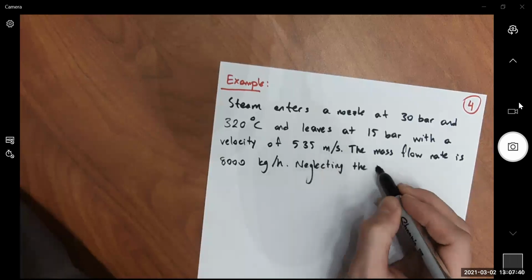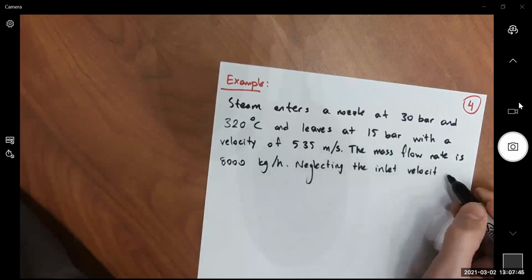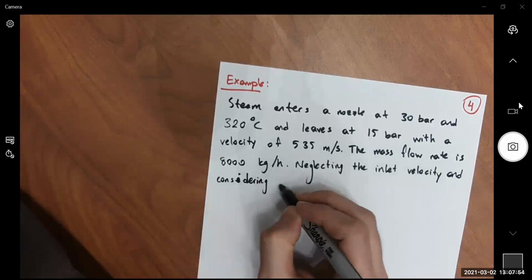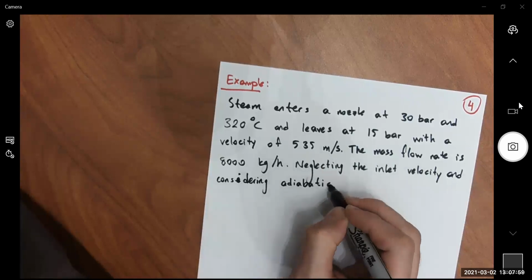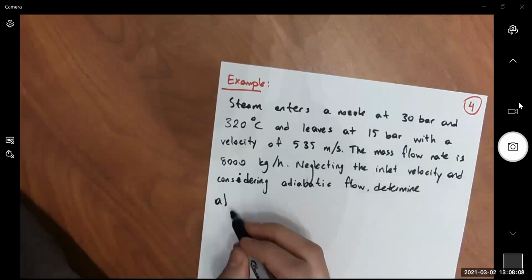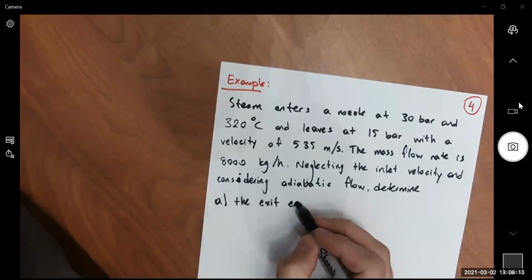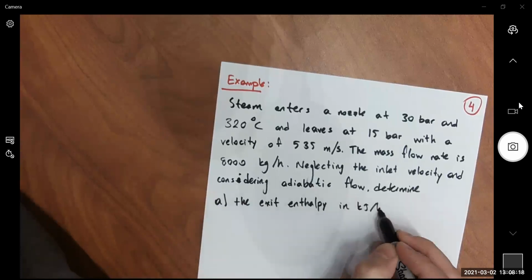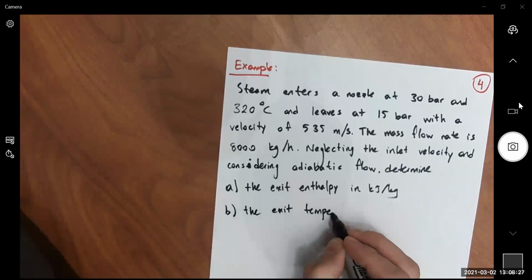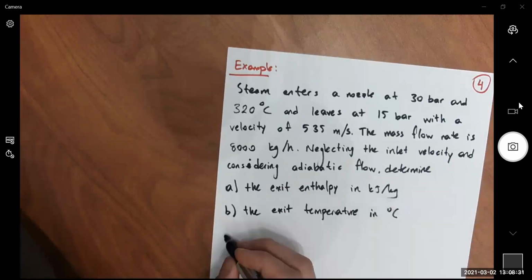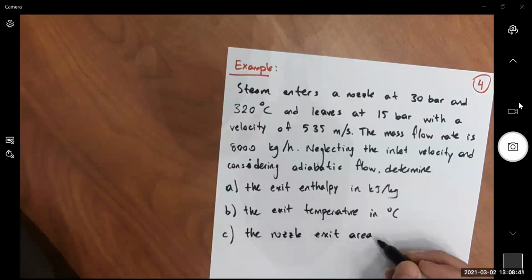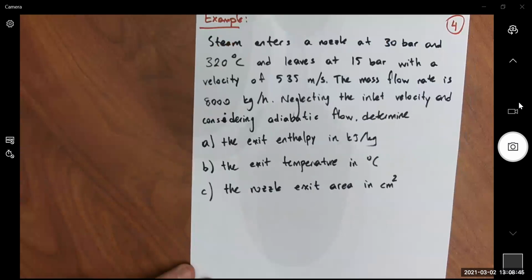neglecting inlet velocity and considering adiabatic flow. We are asked to determine A, the exit enthalpy in kilojoules per kilogram, B, the exit temperature in Celsius, and C, the nozzle exit area in centimeters squared.